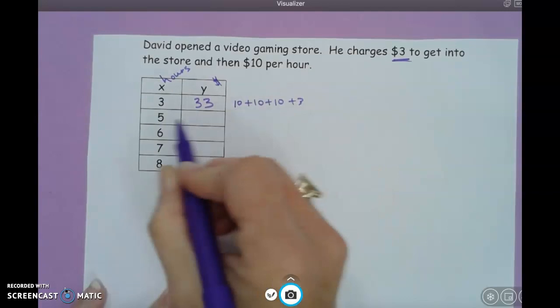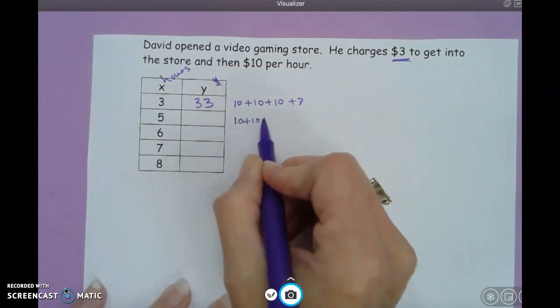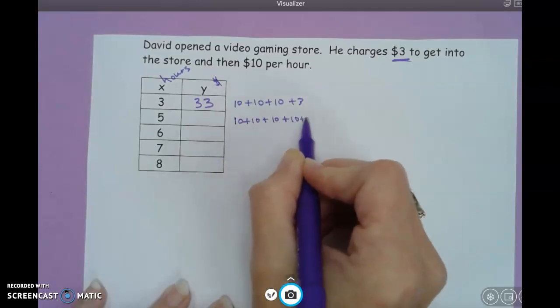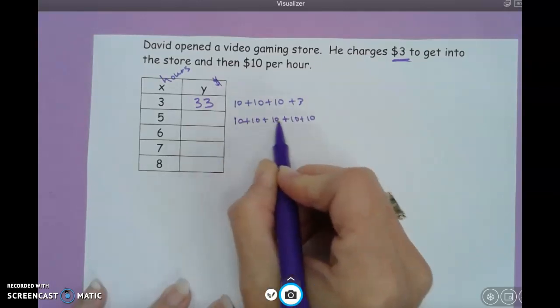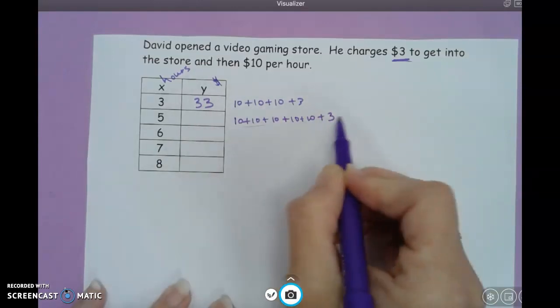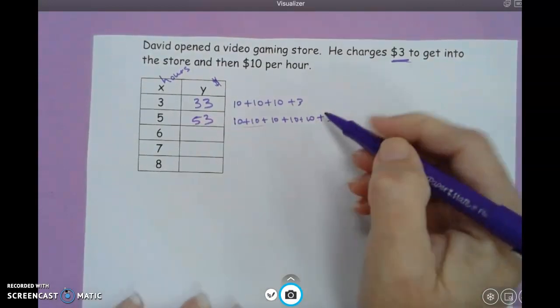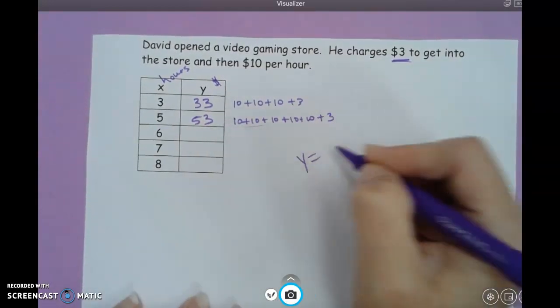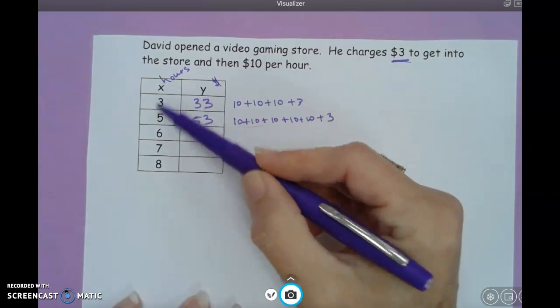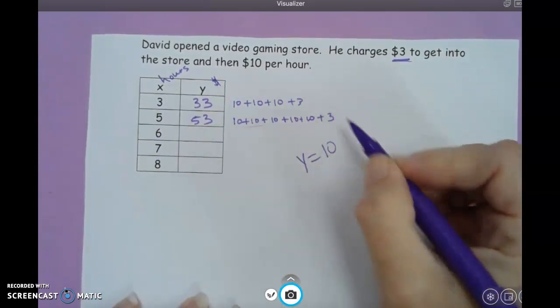Now this person stays 5 hours. So 10 plus 10 plus 10 plus 10 plus 10. So that's 1, 2, 3, 4, 5 hours plus the 3. So that's going to be $53. So if we wanted to write an equation for that, we're going to say y equals how many hours we stay, 10 times that many hours.